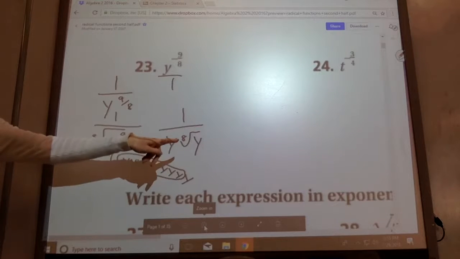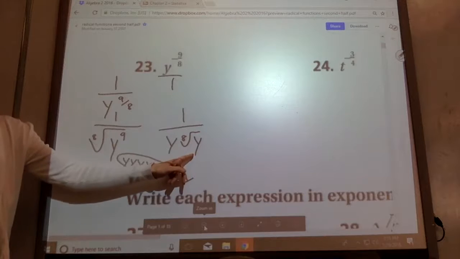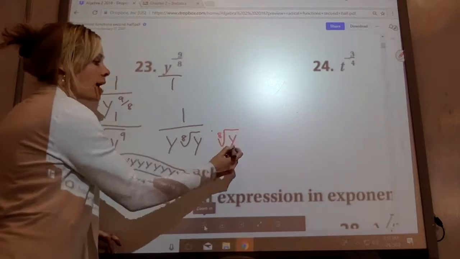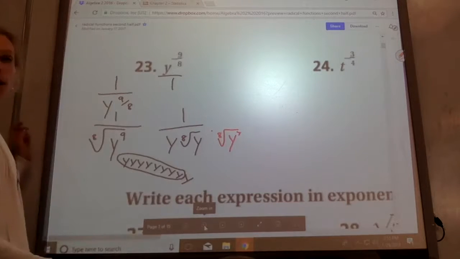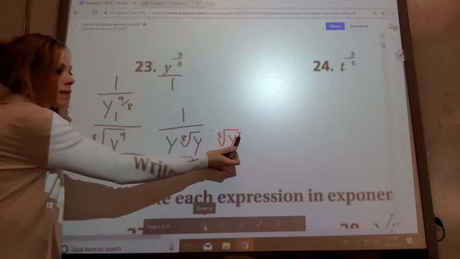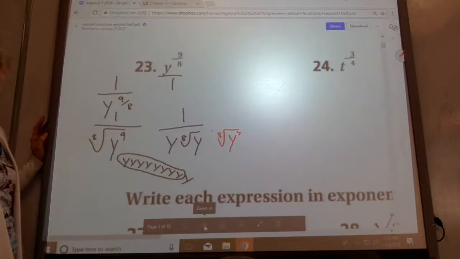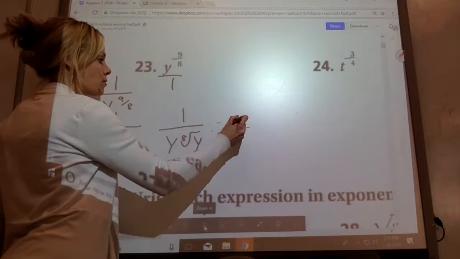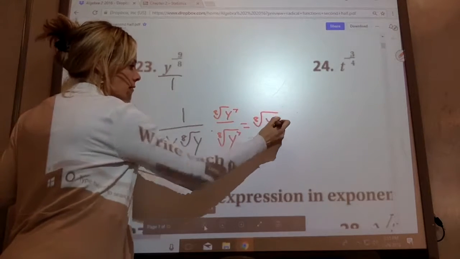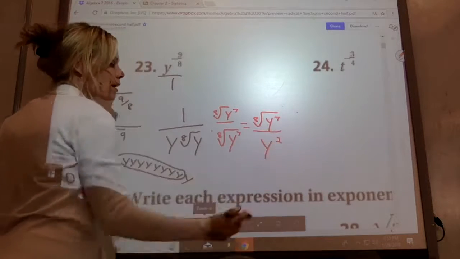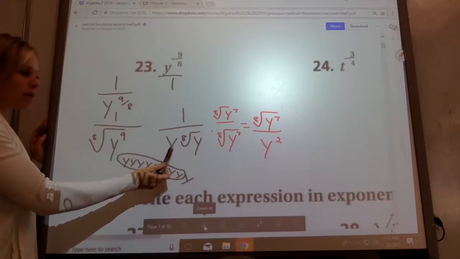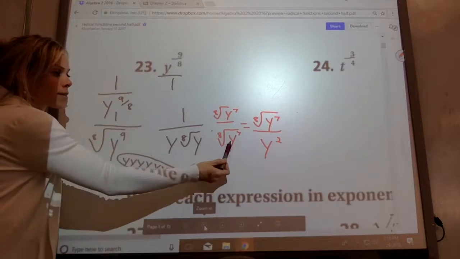You can't have radicals on the bottom, so how do I get rid of this 8th root y? Multiply by 8th root of y to the 7th power. Why 7? Because I have 1 y, I need 7 more to make a group of 8. So I'd have to do that to the top, remember? So 8th root of y to the 7th over y squared. How do I get y squared? I have this y times another y to take out.